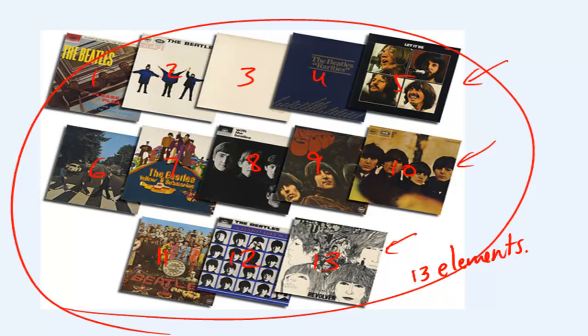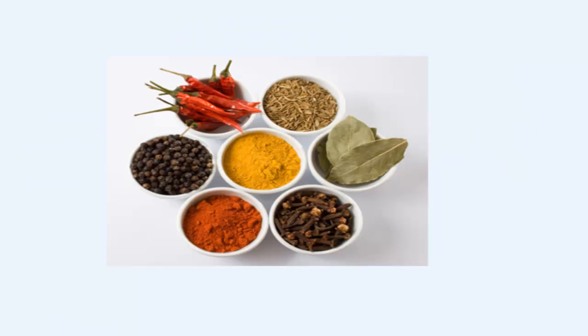Now let's look at another example. If you make a trip to your kitchen, you may come across spices. The spices in your kitchen form a set. And if you don't have any spices in your kitchen, then the set of spices that you own that are in your kitchen will be empty.